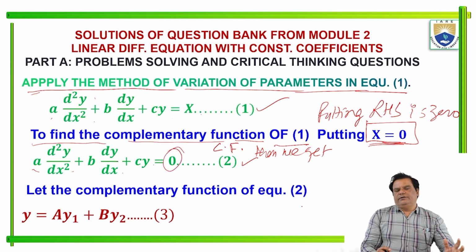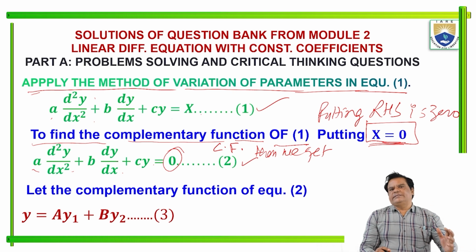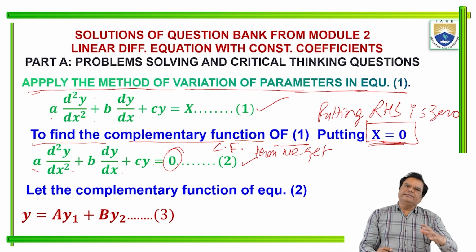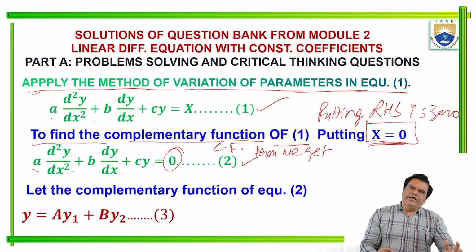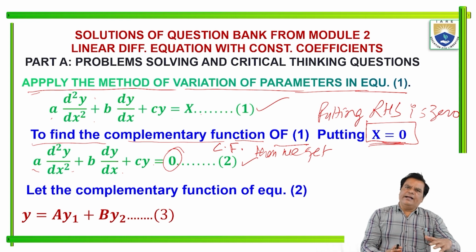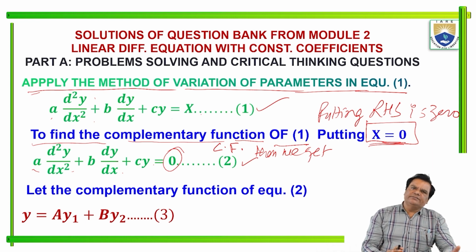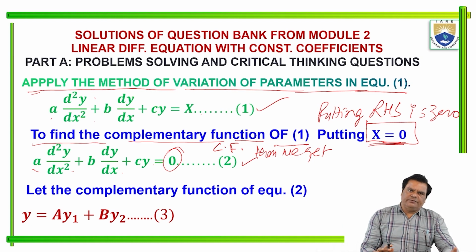If any equation of higher order with constant coefficients has right hand side 0, then we find only the complementary function of equation 2, because in equation 2 the right hand side is 0. We have taken the function of x on the right hand side as 0. So in equation 2, we will find only the complementary function.